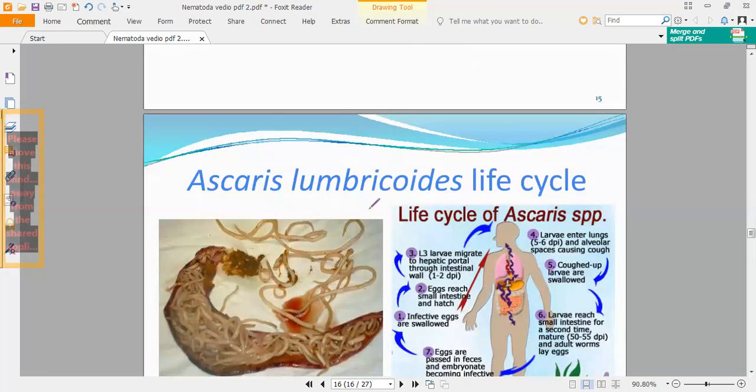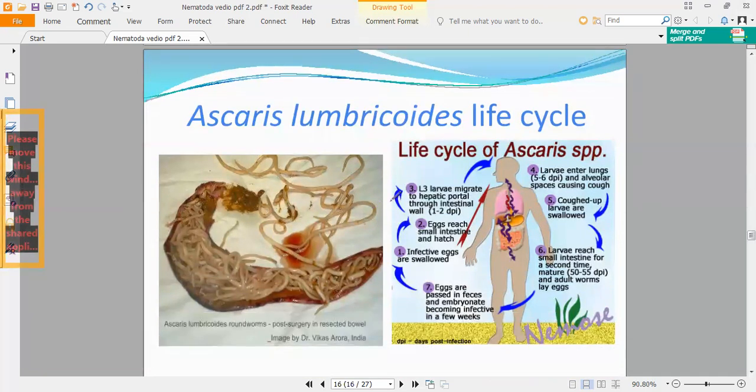So what is the Ascaris lumbricoides life cycle? You can see that with Ascaris lumbricoides, the first thing is infected eggs are swallowed.